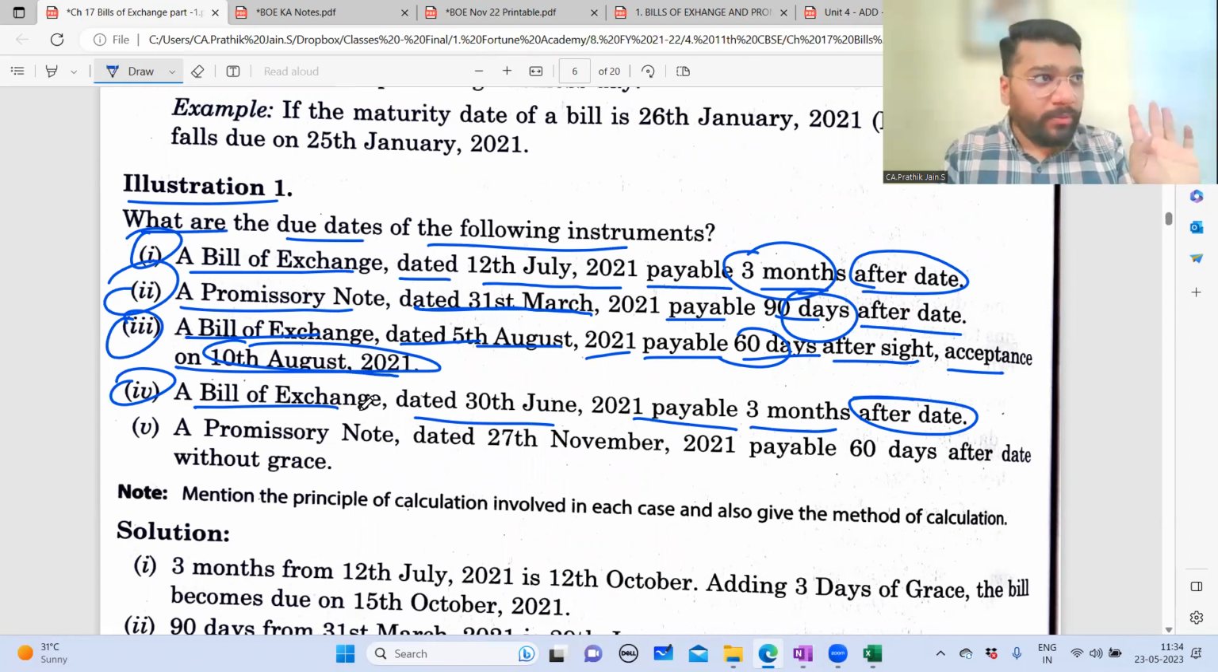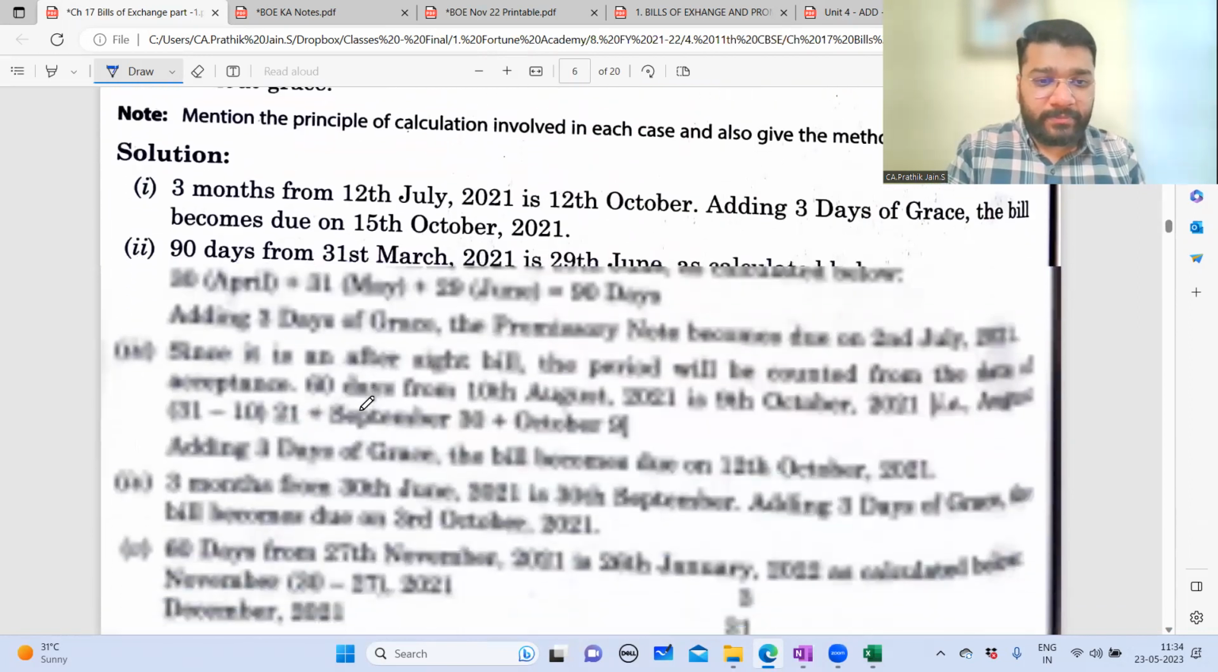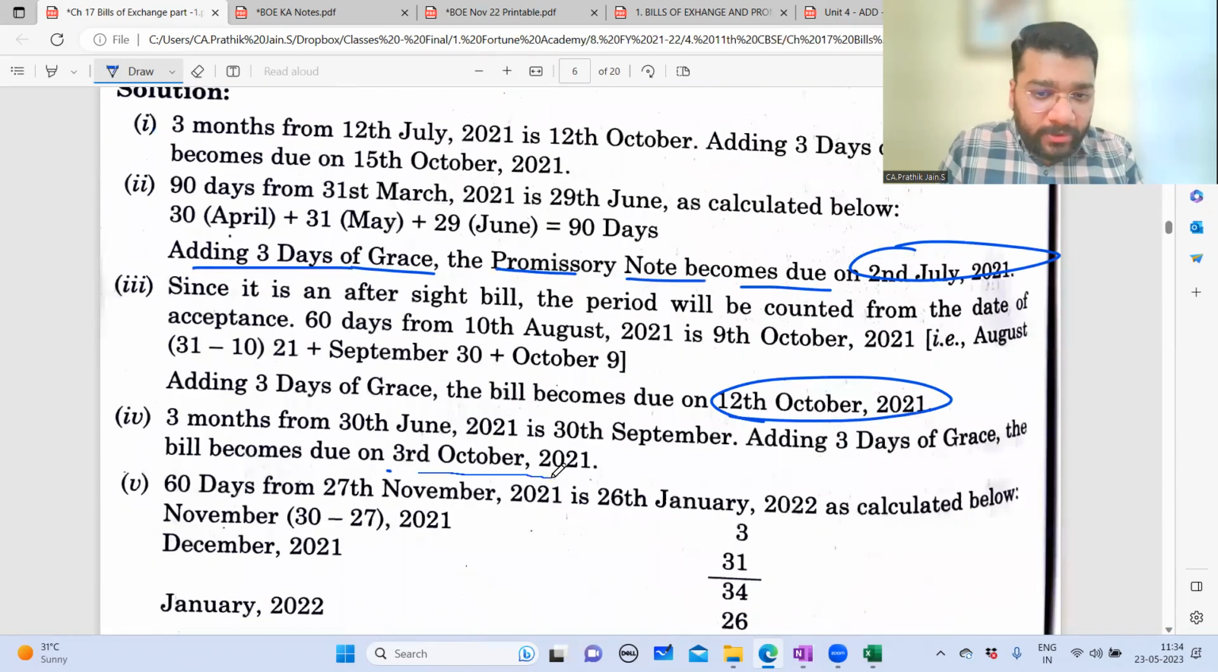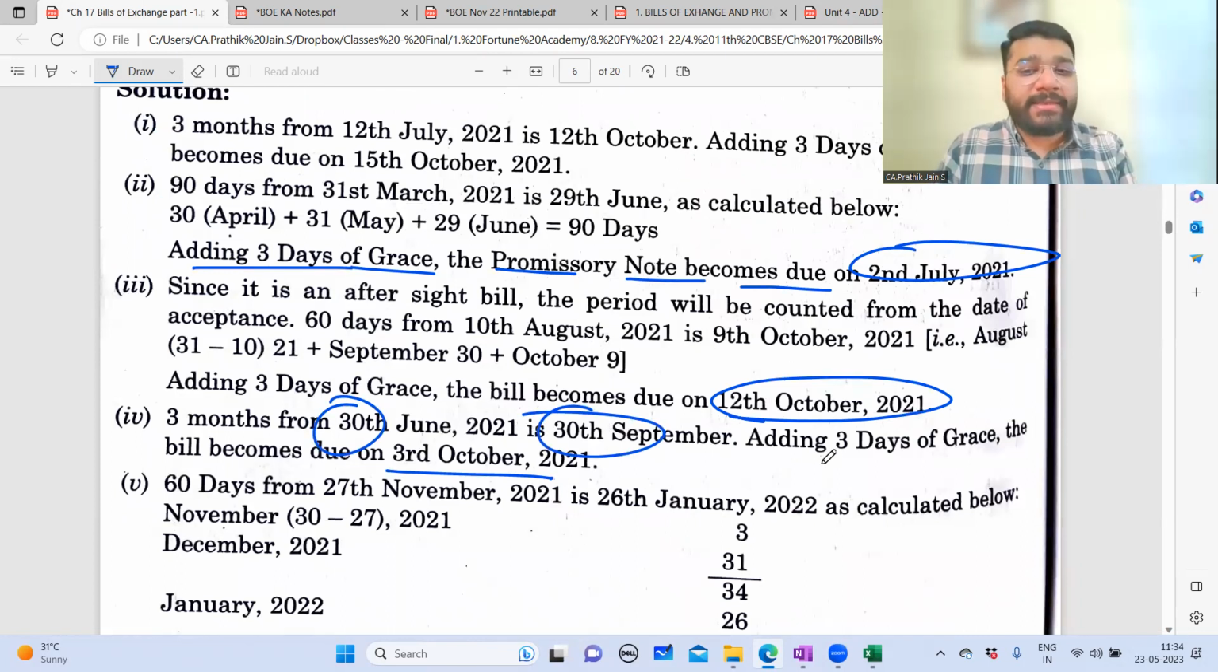Got it? No problem. 3rd October. 30 June plus 3 months is 30 September. 30 September plus 3 days is 3rd October.